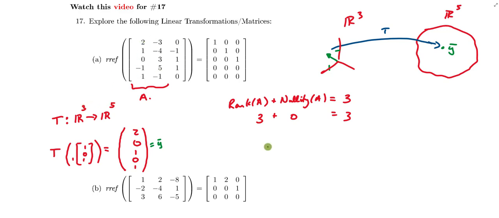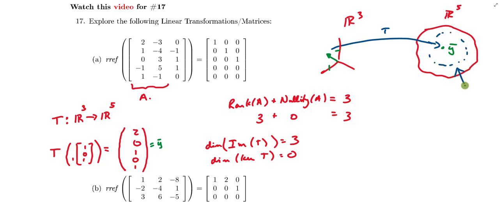Here's how I want you to interpret this, folks. The image of the transformation, so through the other perspective, the dimension of the image of this transformation is 3. And the dimension of the kernel of this transformation then would be 0. So I think of it as all of these vectors in R3, they continue to span some 3-dimensional space living here. So if I were to draw this blue circle here, maybe that could abstractly represent the image of this transformation. And it is a 3-dimensional vector space living inside of R5.